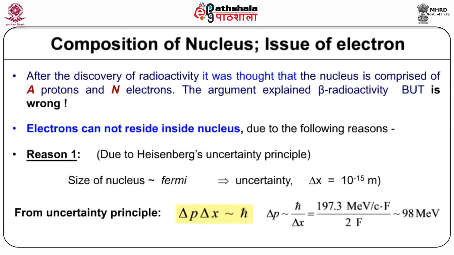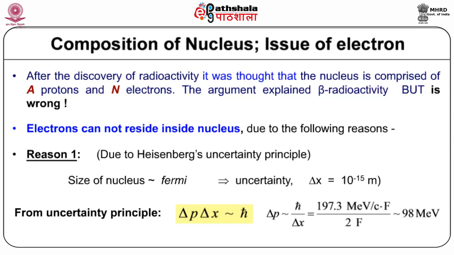First reason: electrons cannot reside inside the nucleus due to the Heisenberg uncertainty principle. Heisenberg postulated that in any quantum system, the product of the uncertainty in the measurement of size or position and the uncertainty in measuring the momentum of the particle is of the order of h upon 2 pi. If the size of the nucleus is of the order of a Fermi, then delta x is equal to 10 to the power minus 15 meter. From the uncertainty principle, delta p into delta x is around h bar, which is equal to h upon 2 pi.